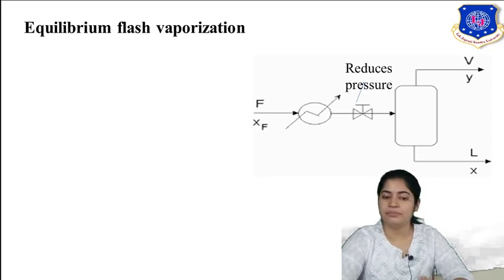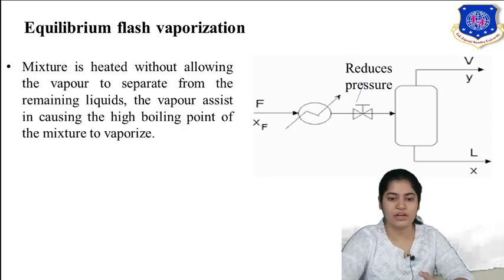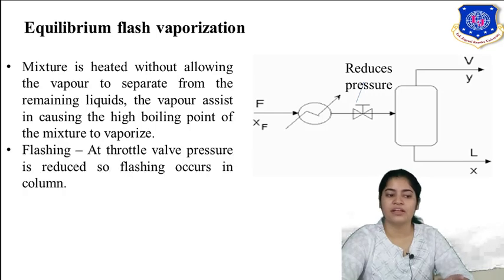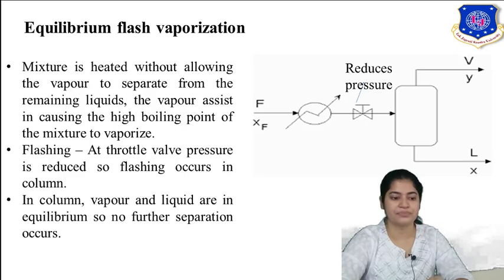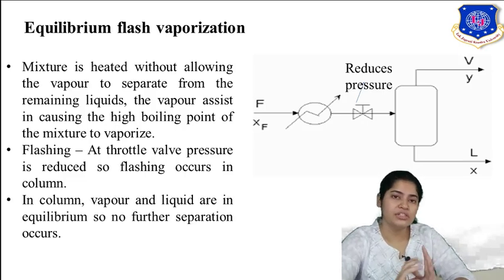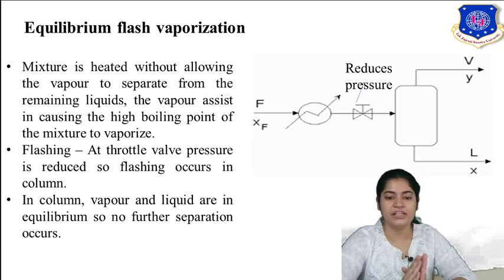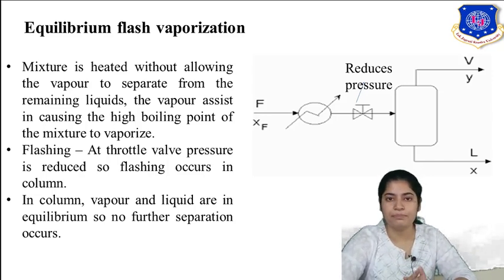See, the pressure reducing valve reduces the pressure. Okay. Now, when a throttle valve reduces pressure, flashing occurs. Now, how is this method different? See, in the column now, vapor and liquid will be in equilibrium.